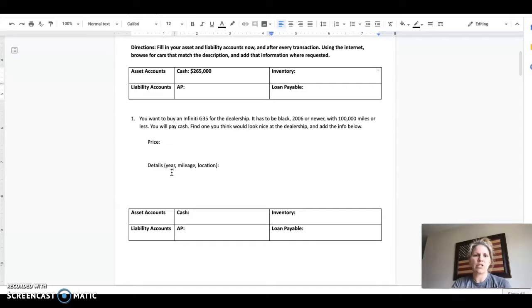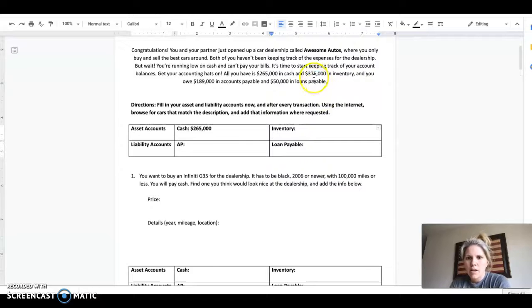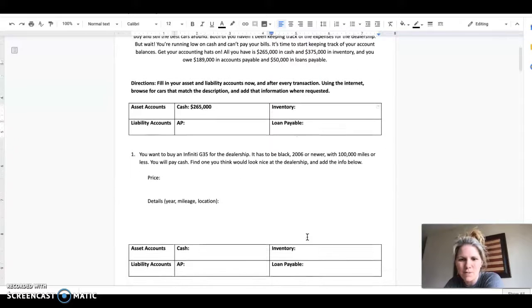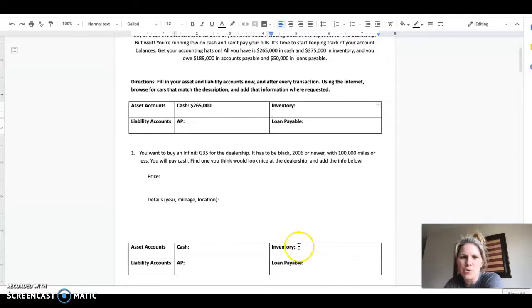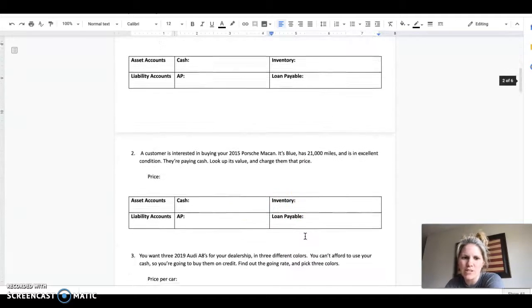So let's just say that we spend $30,000 on it. So then now that means my cash would be $235,000. My inventory would be the 375,000 plus 30,000. So yes, 375,000 plus 30,000 would be 405,000 for inventory, and then your other two numbers would stay the same, and you'll just keep doing that.